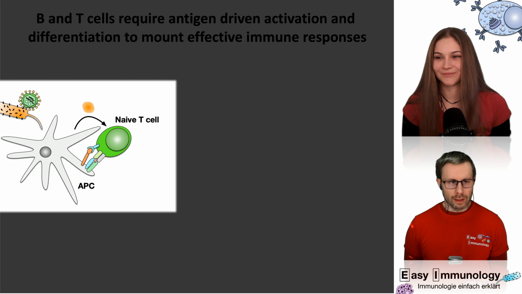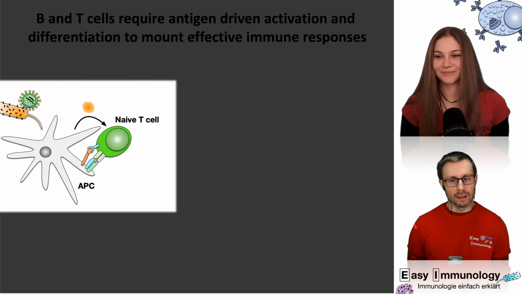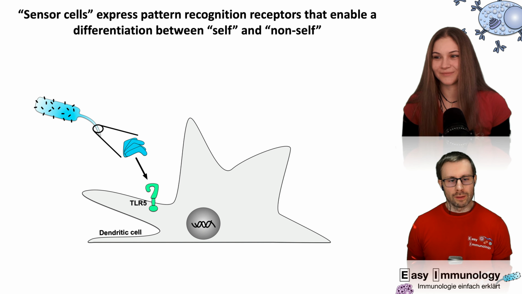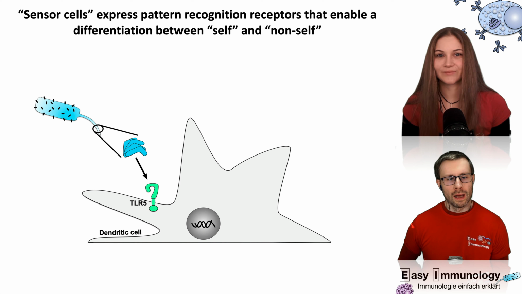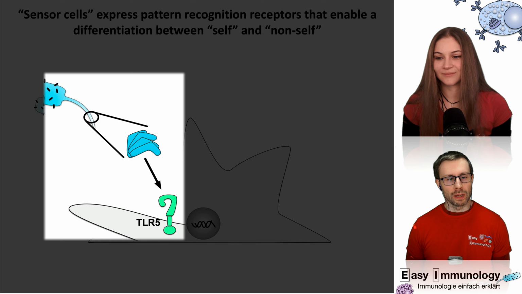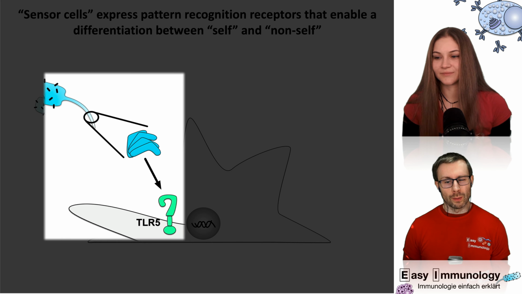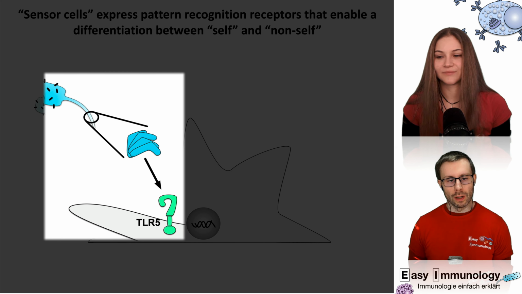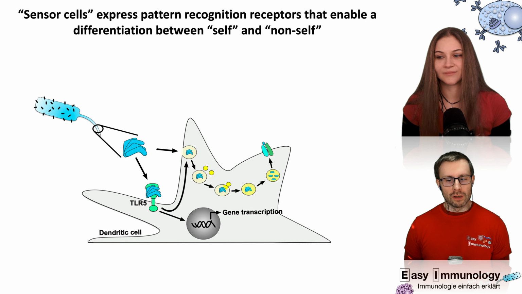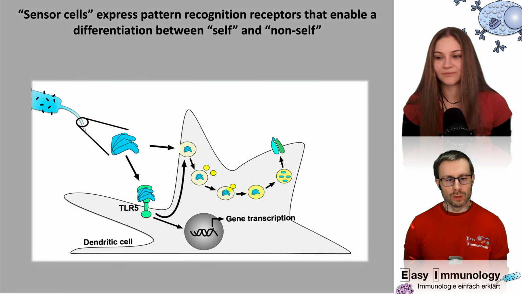But what we now want to look at is how the antigen-presenting cell activates a naive T cell. So if we have this dendritic cell, this antigen-presenting cell, it can recognize, for example, the presence of a bacterium via structures that only exist in this bacterium. For example, this flagellin molecule that is part of the flagellum, this whip-like structure that allows this bacterium to flow in the medium. And these flagellin molecules are recognized by a receptor called toll-like receptor.